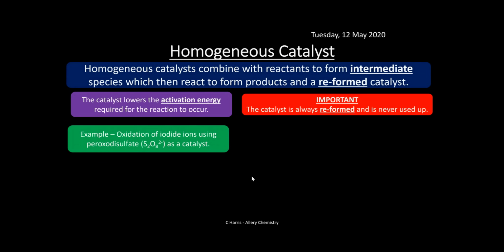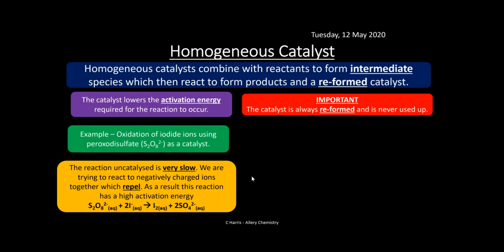So, for example, here's an example of where we use a homogeneous catalyst: the oxidation of iodide ions using peroxodisulfate as a catalyst. So this is S2O8 2-. The reaction uncatalyzed is very slow.